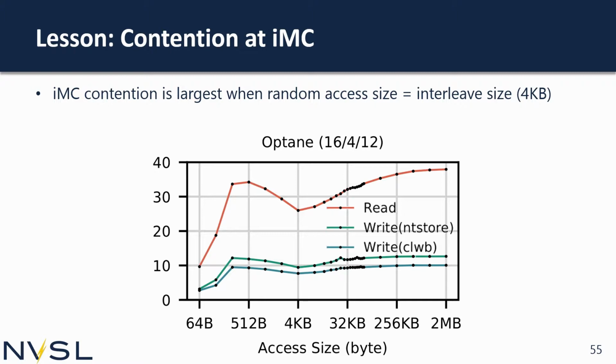So memory controller contention is actually largest when the random access size equals the interleave size. So if you think about it, all of our different threads are generating random 4K accesses. And because it's random, sometimes they're going to fall on one memory controller and sometimes on another. And periodically, they're all going to land on one memory controller. And we're going to experience this case where we have 6 threads accessing one DIMM, and we're going to have this bandwidth plummeting.